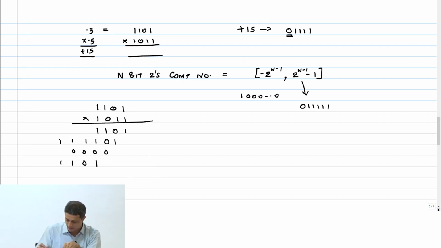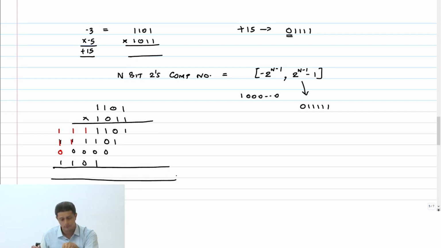So the sign extended bits are now like this, right? For this also it's going to be like this. This will be 0. What about this last term here? Is this correct? Okay, now do the addition. Tell me what you get.